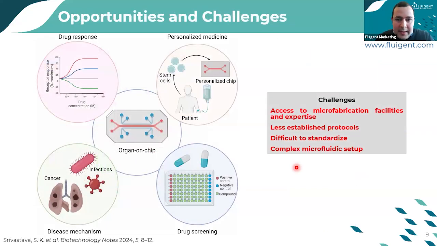The promises and the advantages of the organ on chip, like the potential targets of application, will lead to drug response, personalized medicine, drug screening, and disease mechanisms, which can be better modelized or mimicked compared to 2D and 3D cell culture. And in this case, the organ on chip can participate in improving precision medicine, for example, and the process in order to study the drug and its toxicity and so on.